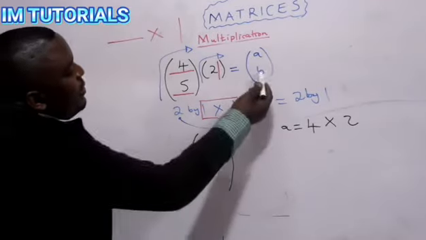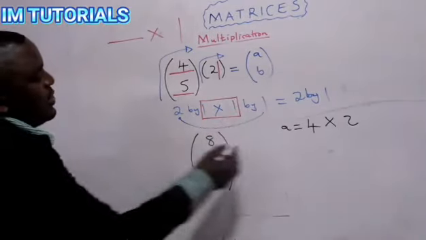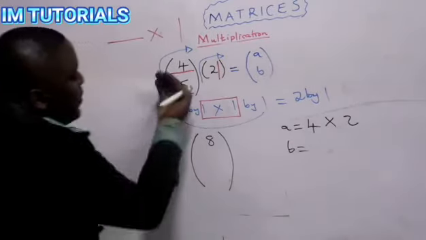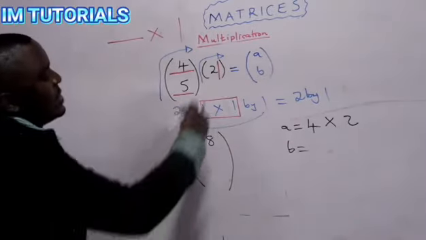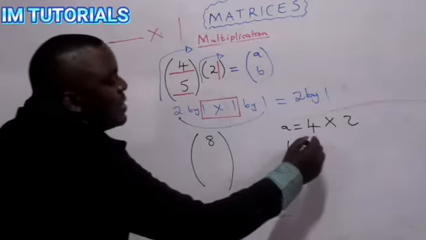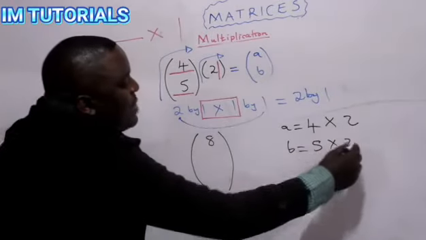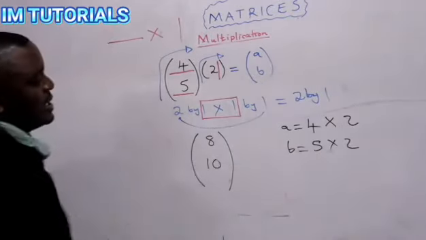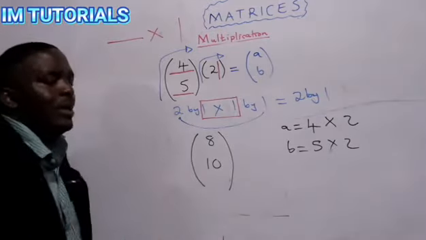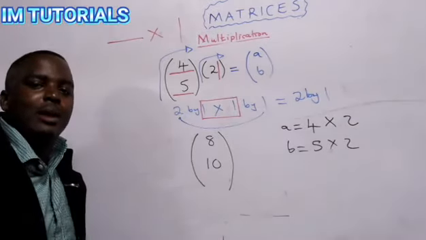Then we move on to B. B is going to use the combination of bottom row times column. So the bottom row is 5 times the column, which is 2. 5 times 2, you get 10. Where 10 is representing B. Then you are home and dry.